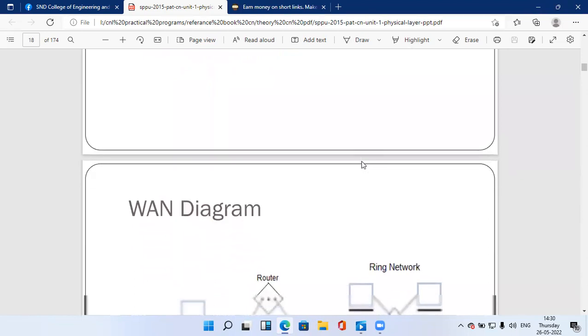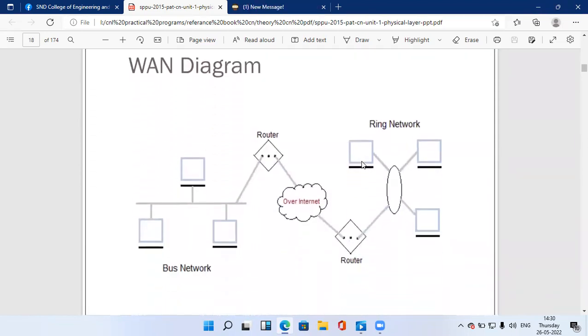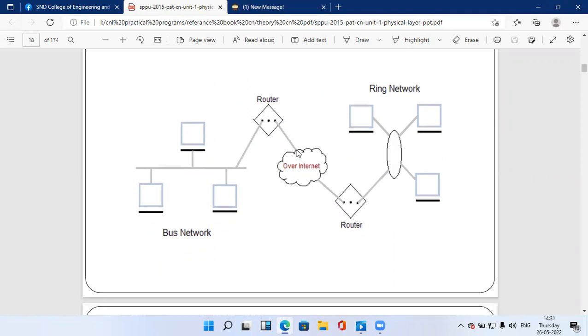The best example of your WAN network is the WAN diagram. Suppose this is a bus network, a bus topology, and one router is there. This is your ISP, internet service provider, for example Idea, Jio, Vodafone, Tata. After that, this is another router and this is another topology. This is the best example of interconnection in a WAN.